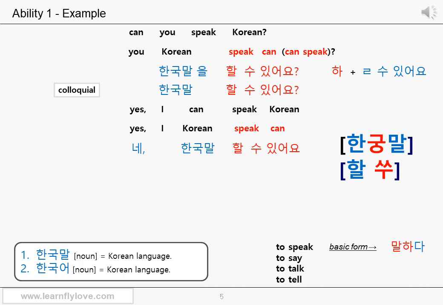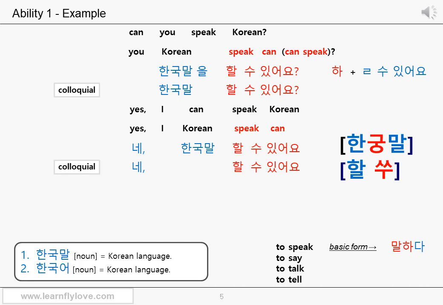Yes, I, Korean, speak can. 네, 한국말 할 수 있어요. And in English, you just answer "yes, I can" without the main verb and object.